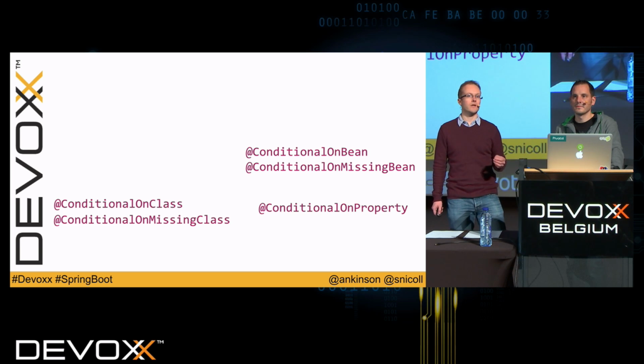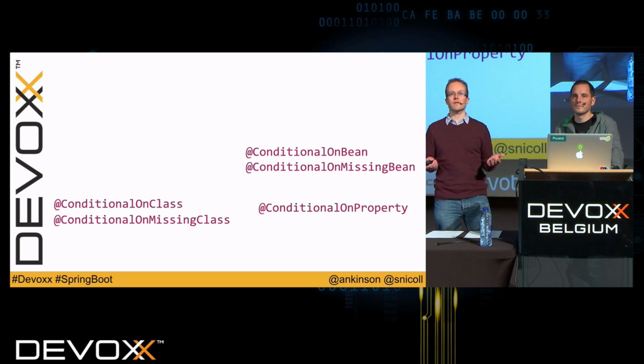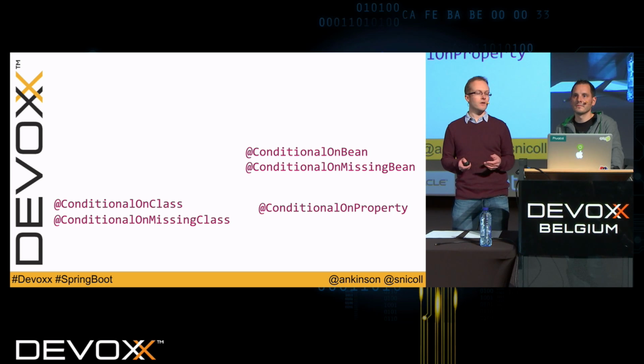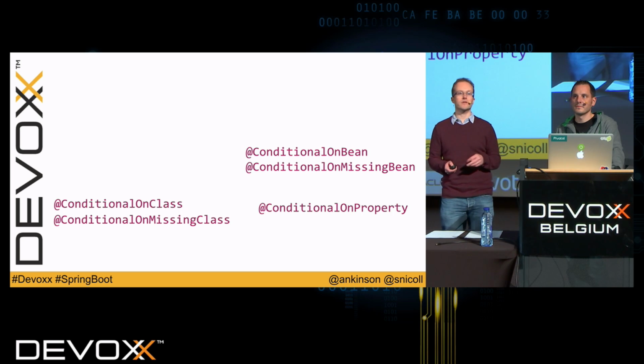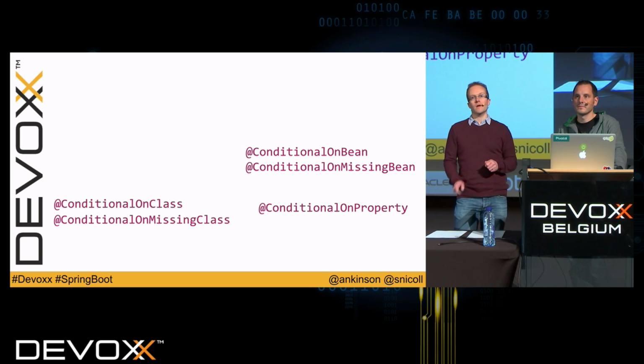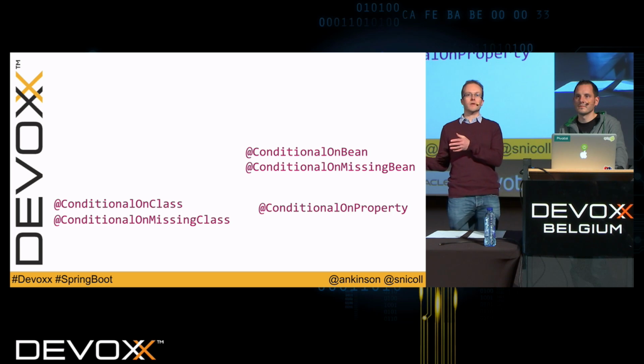Conditional on property. So we saw Stéphane adding entries into application.properties. You can make something conditional on a property having been set and having a particular value. So we use that in a few places where you can enable or disable stuff via properties. So we might have a conditional on property that says com.foo.bar.enabled needs to be true. And if it isn't, then that switches that piece of functionality off.